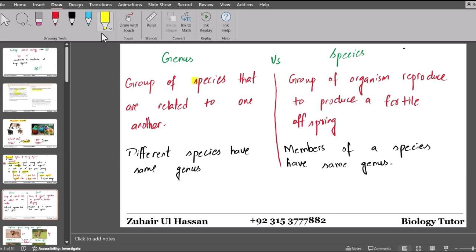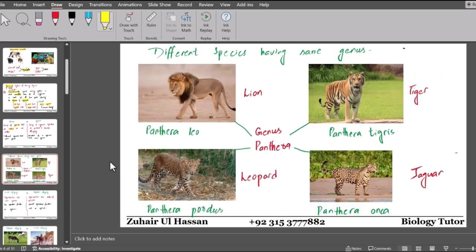Genus is a group of species that are related to one another, which means that in one genus there are different species, and those different species share similar characteristics and have common features. For example, here you can see there are 4 different species, and all of these 4 species have similar characteristics. So these species are classified into a group. That group is known as the genus. Similarly, the species that share similar features are given one genus. They are present in the same genus.